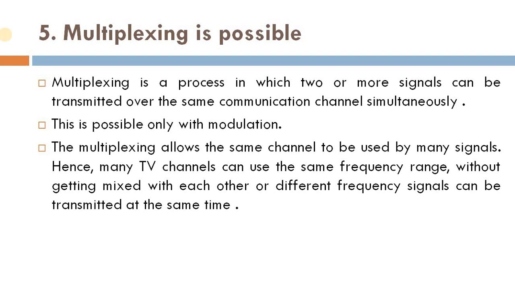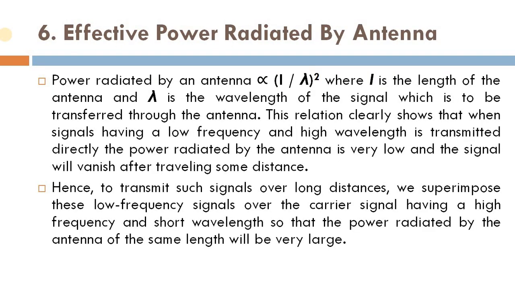Next, due to modulation, multiplexing is possible. Multiplexing is a process in which two or more signals can be transmitted over the same communication channel simultaneously. This is possible only with modulation. The multiplexing allows the same channel to be used by many signals. Hence, many TV channels can use the same frequency range without getting mixed with each other, or different frequency signals can be transmitted at the same time.